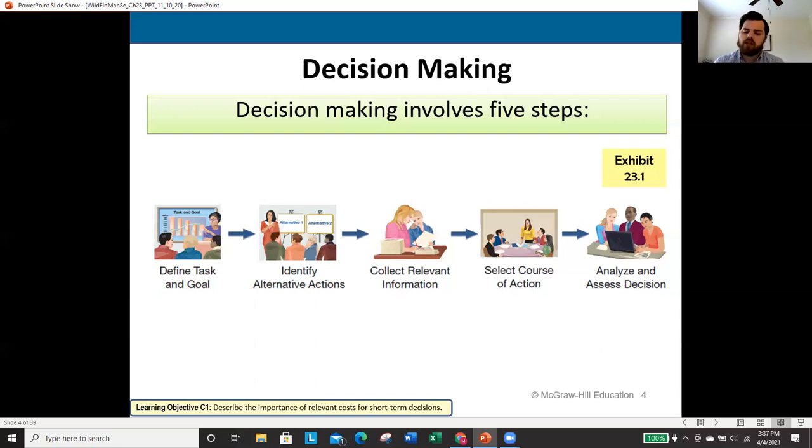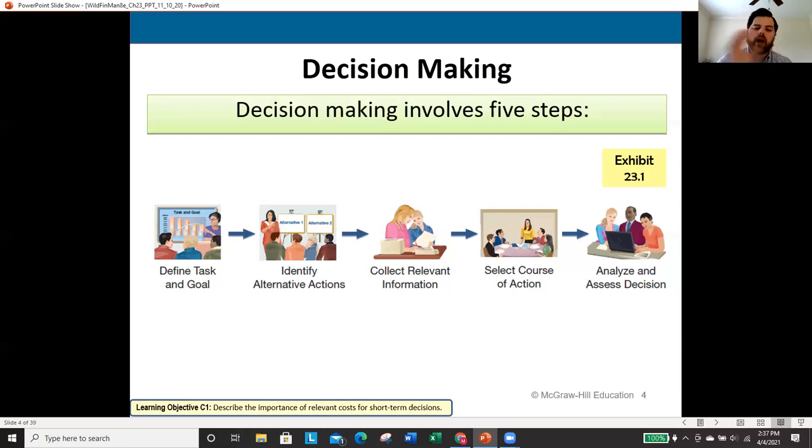Now, once I've gathered all this information, once I've thought about all the consequences, once I've identified the actions, once I've done everything I can, at that point, I'm then able to make my decision to select that course of action. And then finally, once I have actually selected that course of action, I will then analyze and assess if that decision, if that action actually achieved what I wanted at the end of the period, at the end of the cycle, whatever it is.